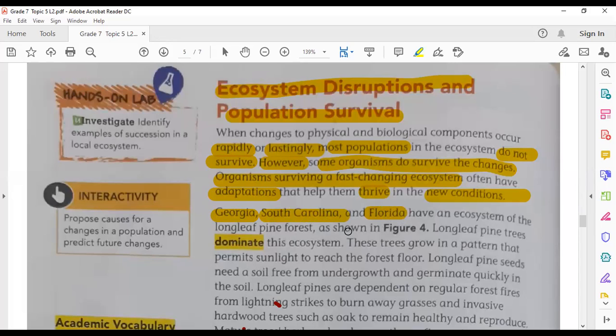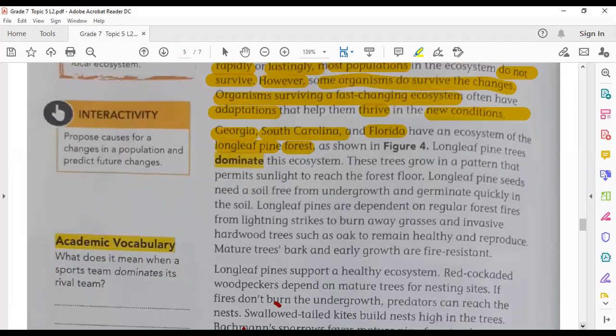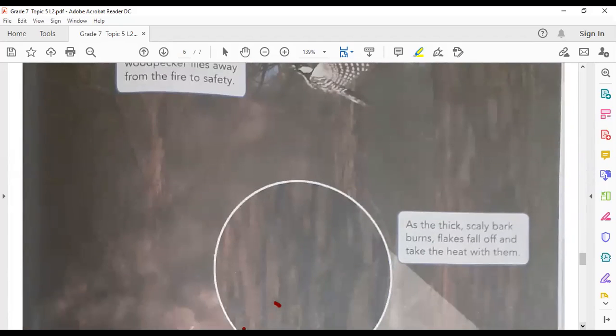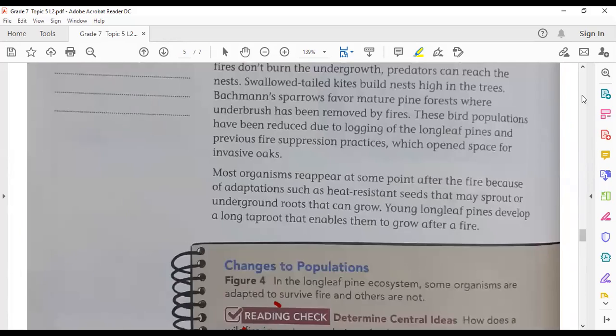Okay, they have an ecosystem of the longleaf pine. I think that you know the pine tree. The longleaf pine forest, okay, shown in figure 4. Look at this figure in your book. This is a longleaf pine tree or pine forest.